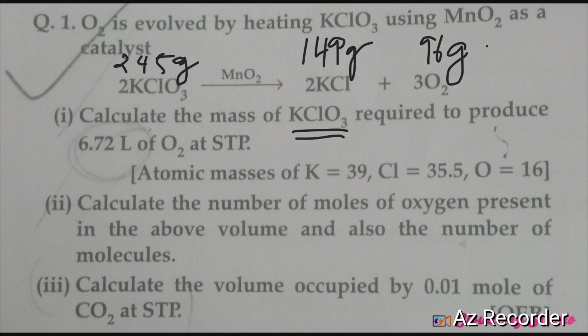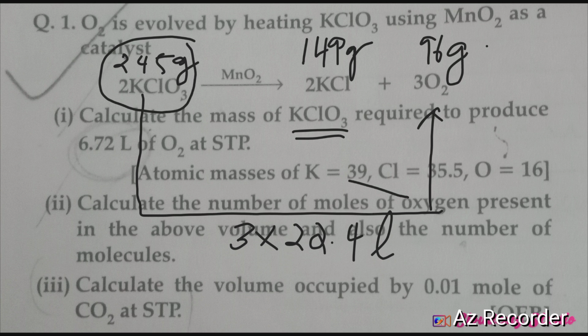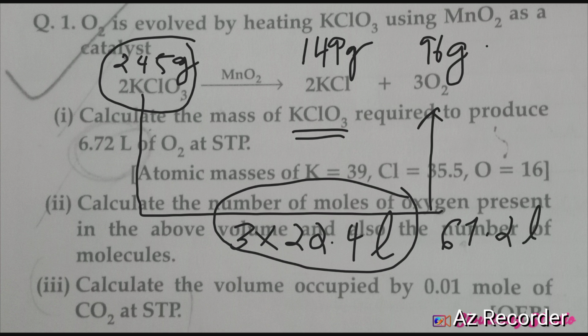It has been observed that when 245 grams of KClO3 react, we get 3 moles of oxygen gas. We already know that 1 mole will occupy 22.4 liters. Therefore these 3 moles will occupy 3 into 22.4 liters. That is, when 245 grams of KClO3 react, we get 3 into 22.4 liters of oxygen, which is nearly 67.2 liters.